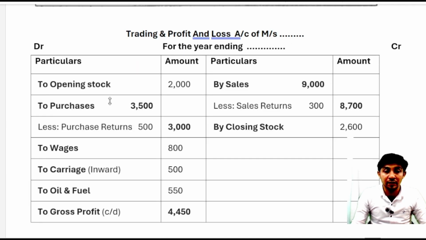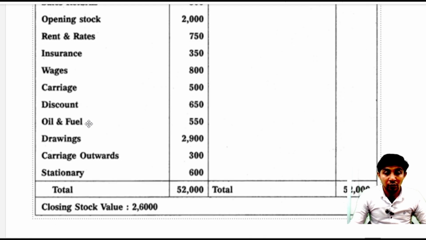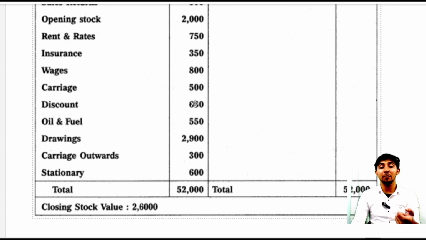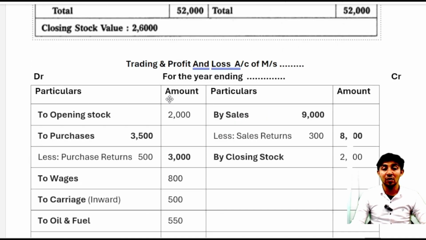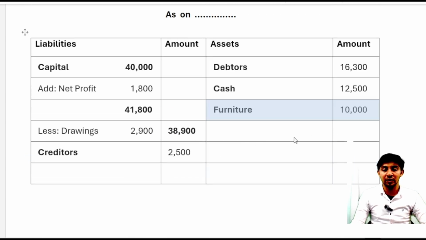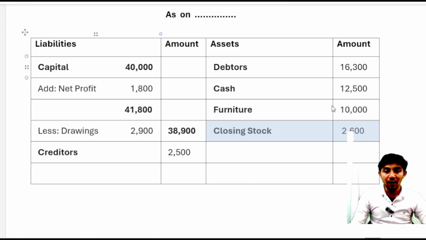Let us see the other assets. Sales no, closing stock no, insurance no. So there are only three assets as per our trial balance. The one asset outside the trial balance is closing stock. The value of closing stock must be written at last. We always write this last, because we also calculate it at the end of the year. And the value of closing stock is 2,600. Now everything is done.